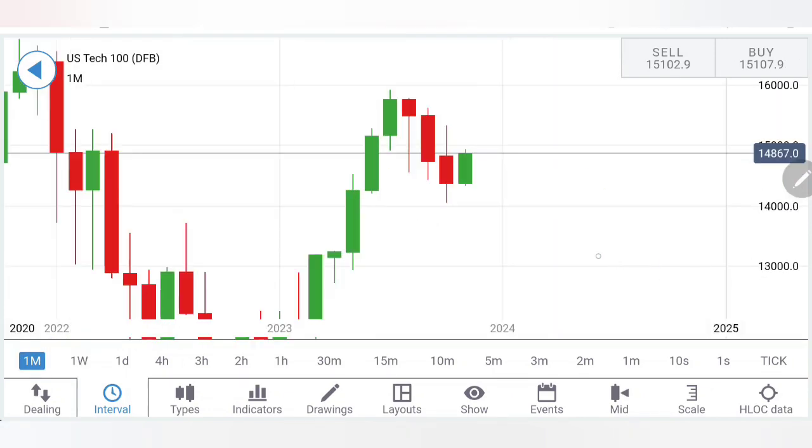Coming to the month. Now see on the monthly charts, you can look at the last few candles. Look at these candles. You can see it has still got some room for it to continue on the upside.